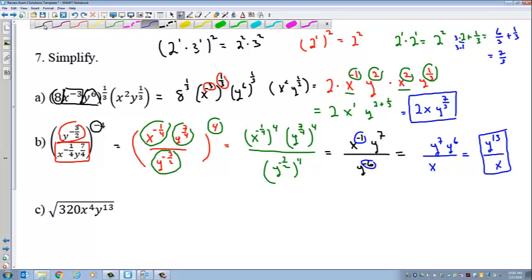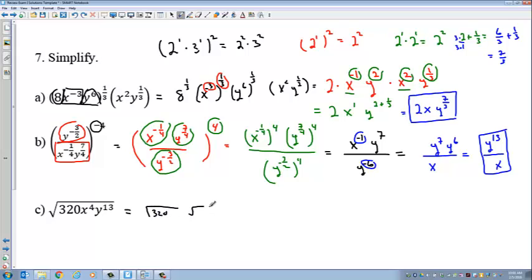And then finally, down here, we're going to work with the radicals. Now, working with radicals and exponents is somewhat similar in the sense that radicals also go through multiplication. So this is really, if you want, you'd say this is the square root of 320 times the square root of x to the 4th times the square root of y to the 13th. And the idea is to write everything in terms of squares.